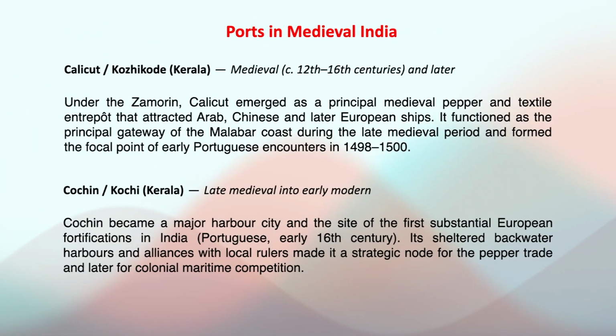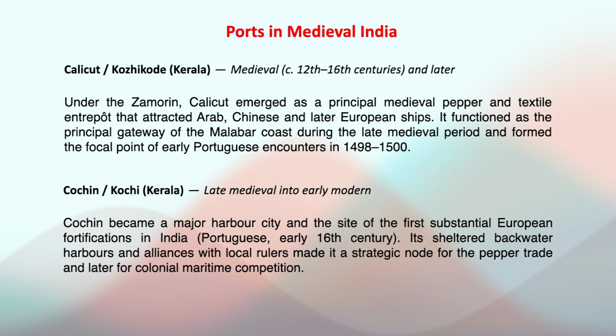In the medieval period also, trade continued, and different trading centers emerged. Primarily among them was Calicut or Kozhikode. Under the Zamorin, Calicut emerged as a medieval center of trade, primarily trading in pepper and textile, which attracted Arab, Chinese, and later European ships. It functioned as the principal gateway of the Malabar coast during the late medieval period and formed the focal point of early Portuguese encounters in 1498-1500 CE.